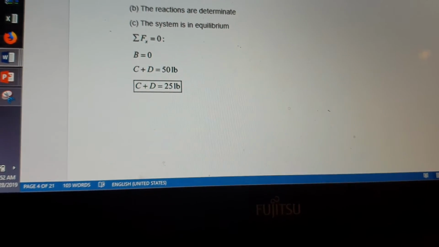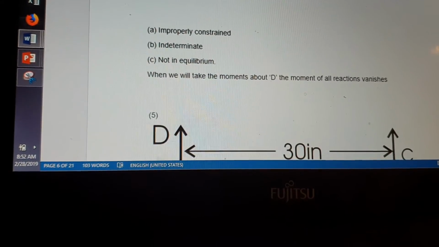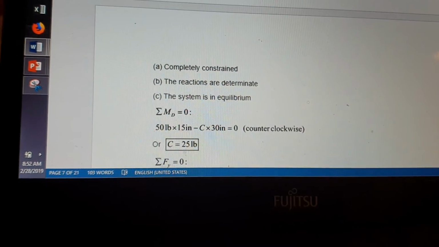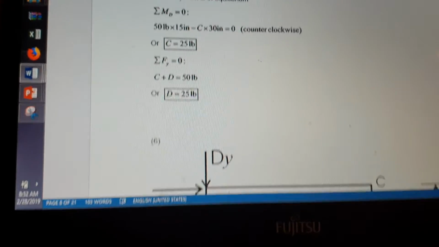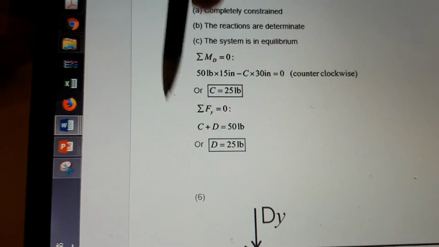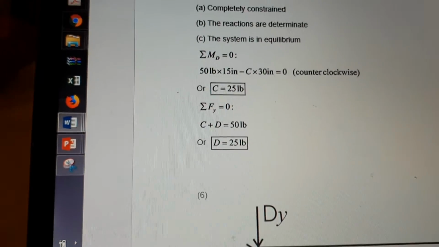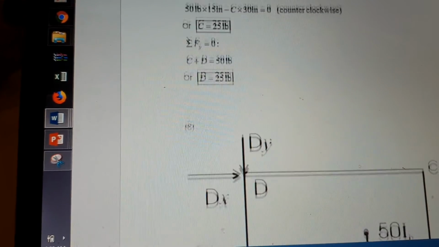Okay, that's not the one. We are in number... So C is equal to 25, and C plus D equals 50, and D is equal to 25, and C is equal to 25 too. Let's look at number 6.